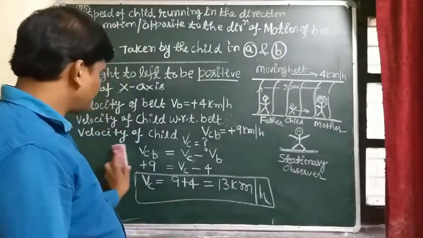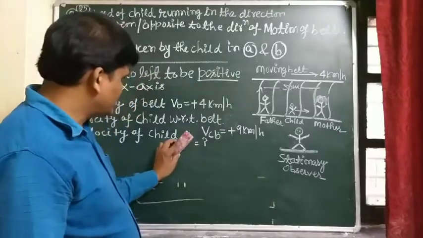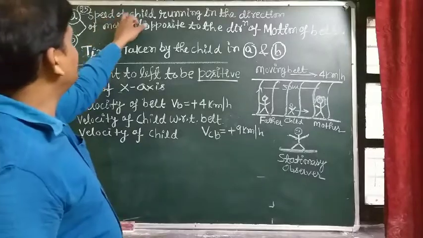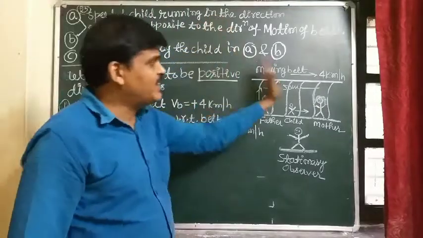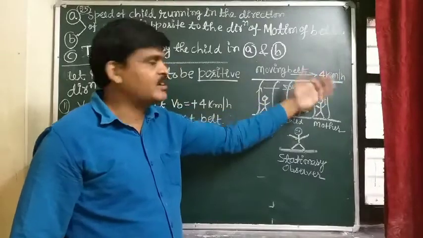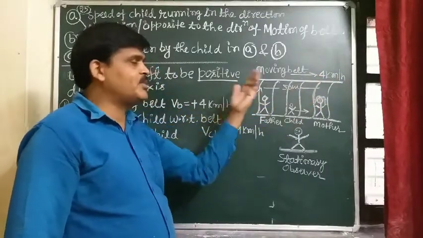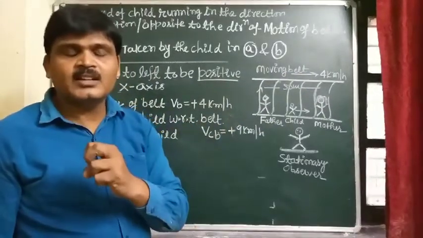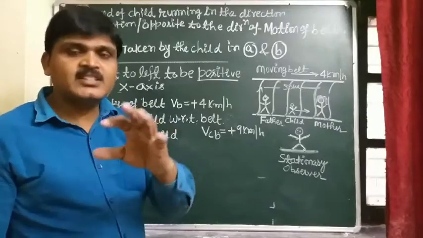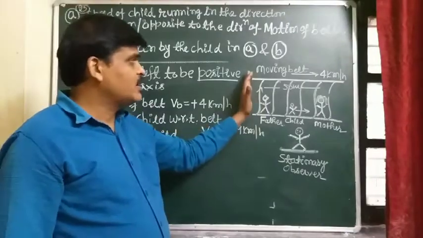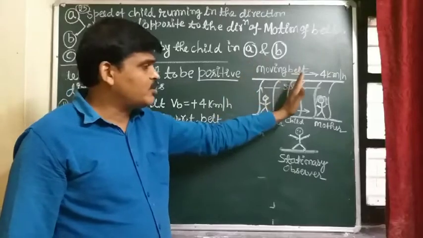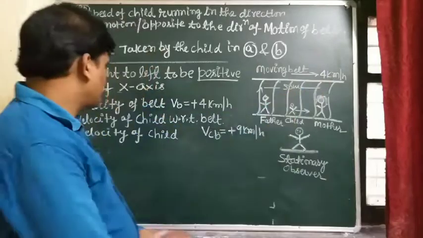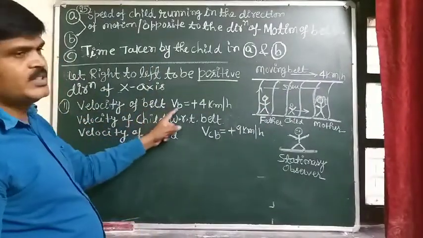Second, student, we have to find the same in the second case, the speed of the child running. The belt is moving here in the left to right direction, but the child is moving with respect to the belt in the opposite direction of the motion of the belt. So the relative velocity of the child with respect to the belt in this case is taken to be negative, because the child is moving opposite to the direction of the motion of the belt.